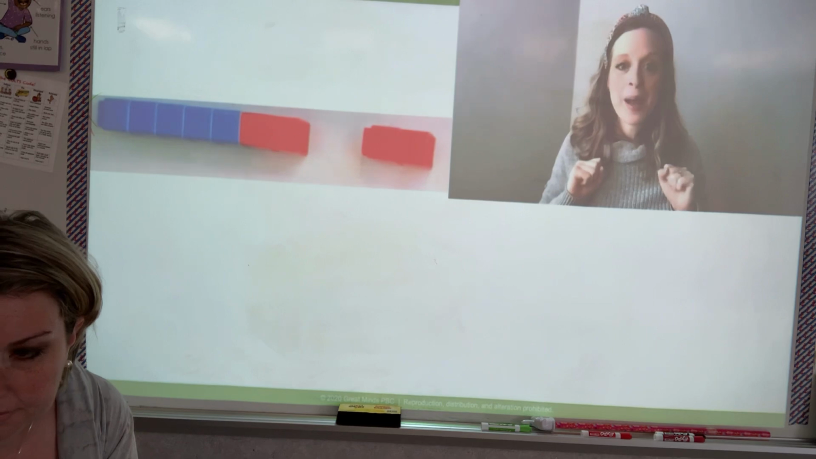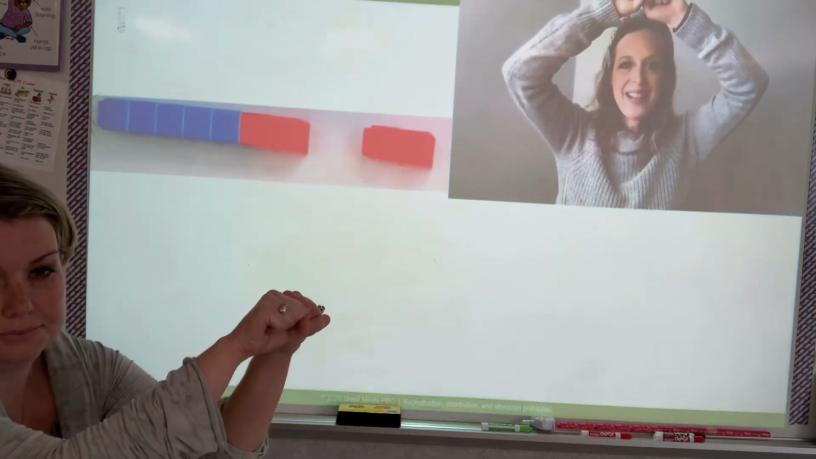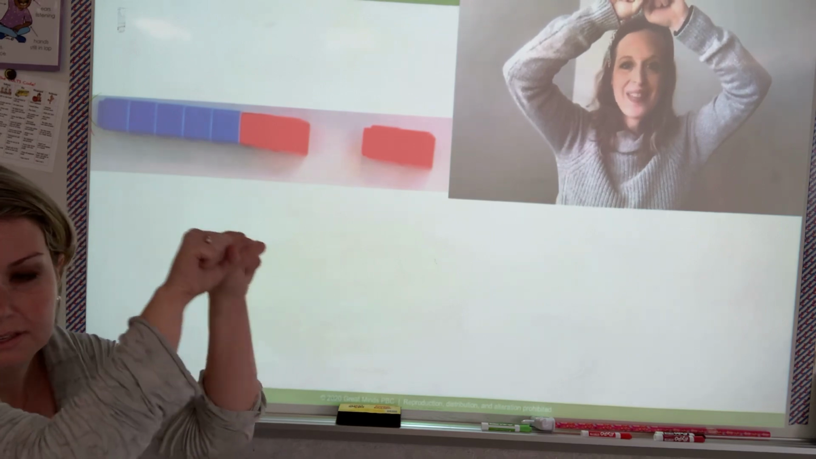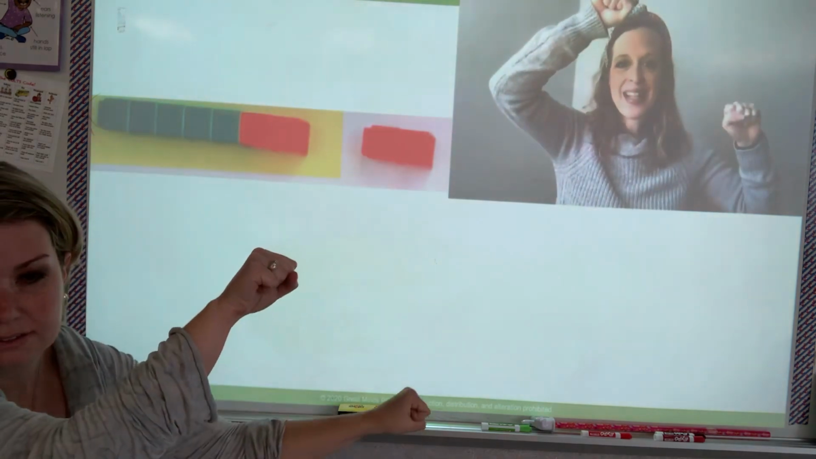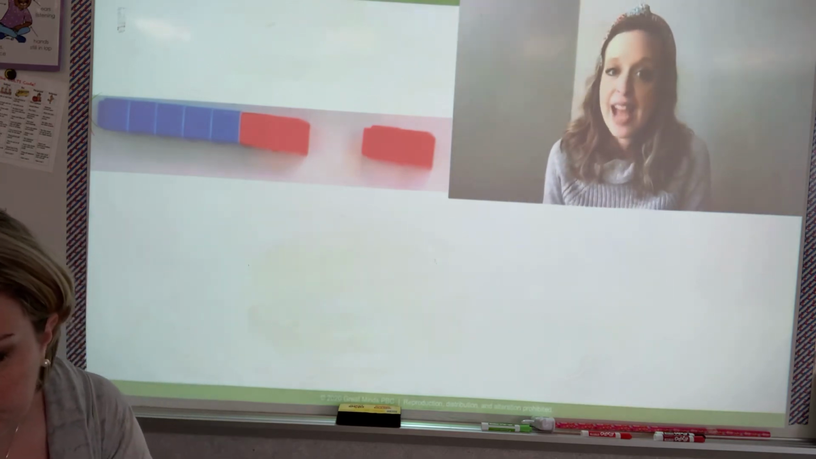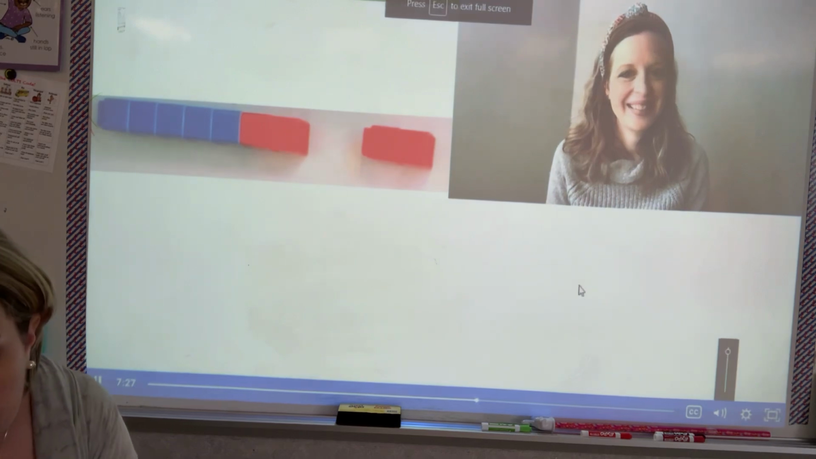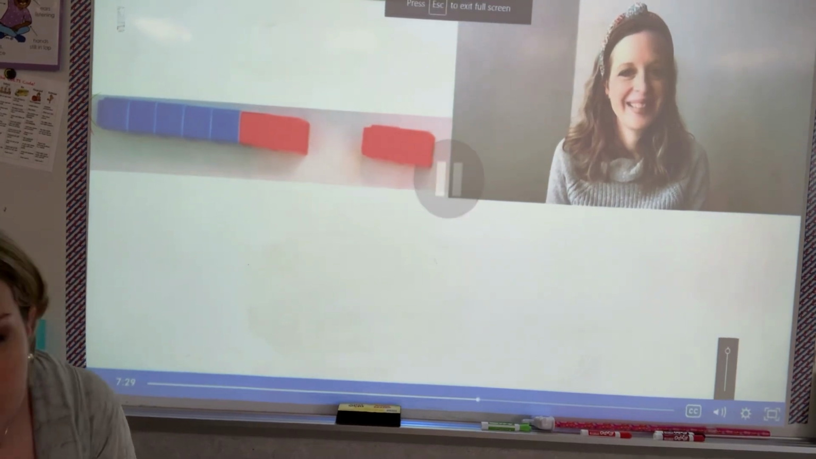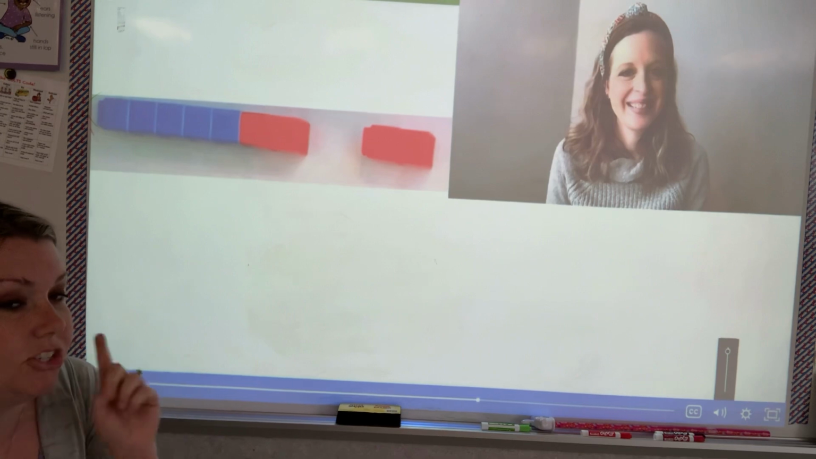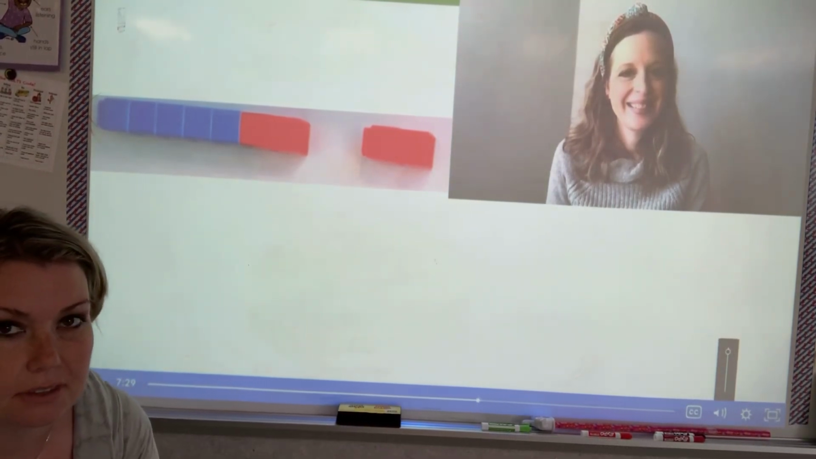Let's show our number bond with our arms. Okay, arms up. Let's say it all together. Ready, go. 9, 7, 2. Great job, friends. Now, pause the video to draw your number bond. I challenge you to draw it a different way and then hold it up.